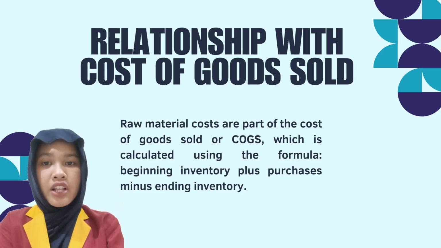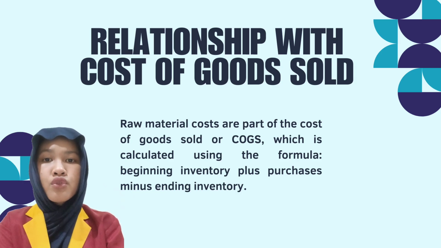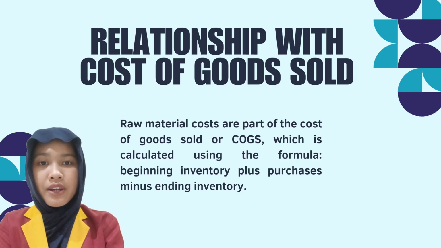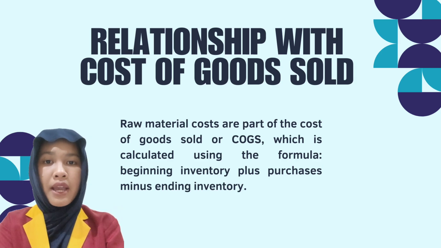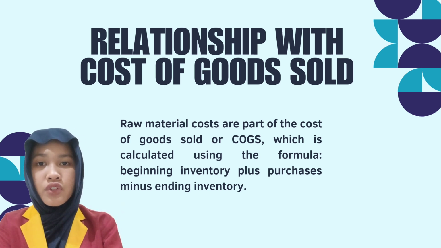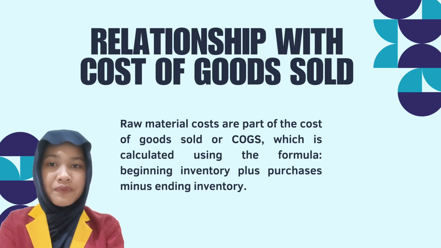Next, the relationship with cost of goods sold. Raw material costs are part of COGS, which represents the total production cost of goods sold. The formula is beginning inventory plus purchases minus ending inventory. This calculation helps companies determine the total cost of production accurately.